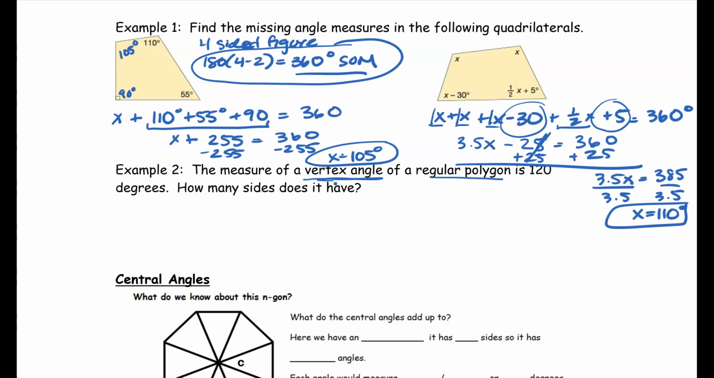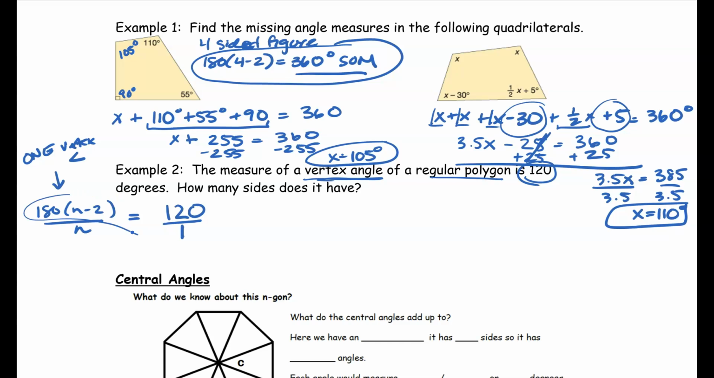So as soon as I see vertex angle of a regular polygon, I think of the formula. So I'm going to write down the formula, which is 180 times n minus 2 divided by n. That's for one vertex angle in a regular polygon. I'm going to set that equal to 120 degrees because that's what this angle in this regular polygon is. And then I'm going to solve for n. You can do this in a couple of different ways. You can multiply both sides by n, or you could put this over 1 and you could cross multiply. I'm going to do that way.